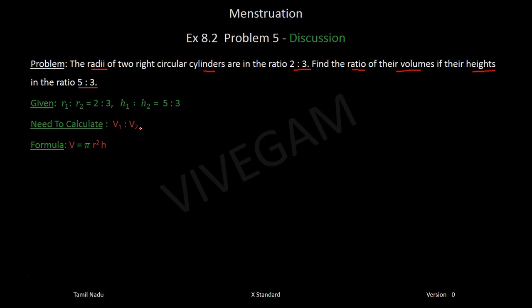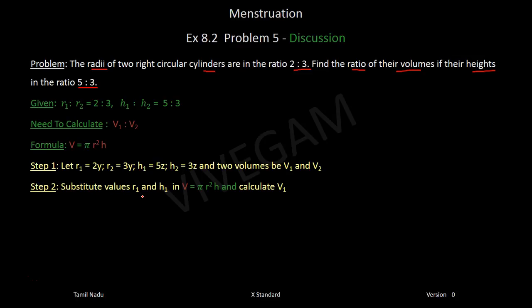So the formula is simple, V equal to pi r square H. What we have to do is convert these ratios and substitute those values here, and you'll be able to get the value of the ratio. Okay, let me put the steps out for you. Let R1 be 2y and R2 be 3y, because the ratio is 2:3. Similarly, H1, height of the first cylinder, be 5z, and H2, the height of the second cylinder, be 3z. Okay, and the two volumes be V1 and V2.